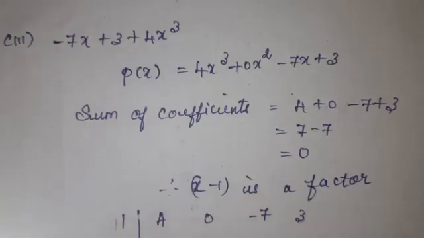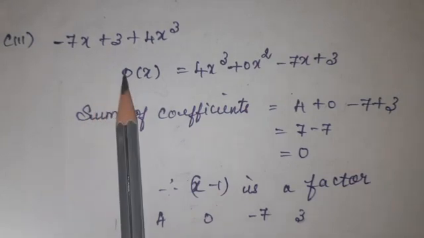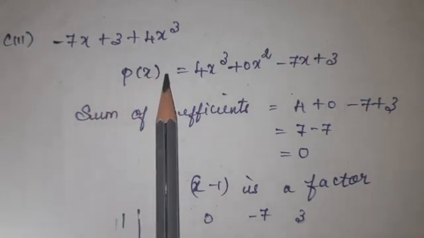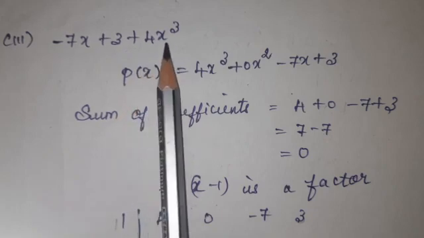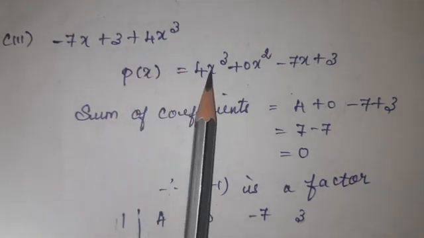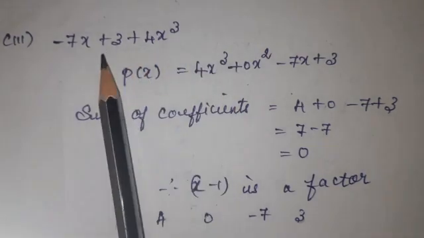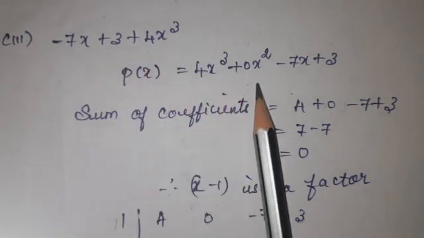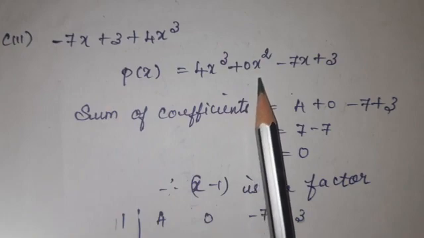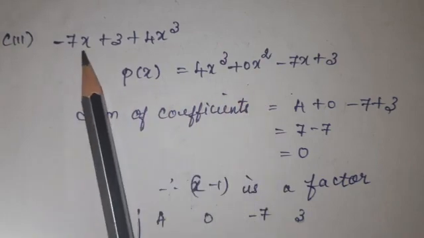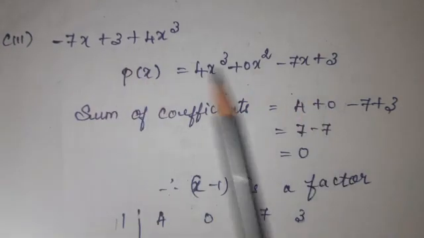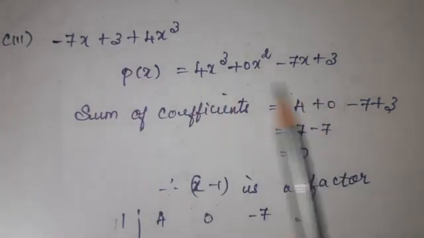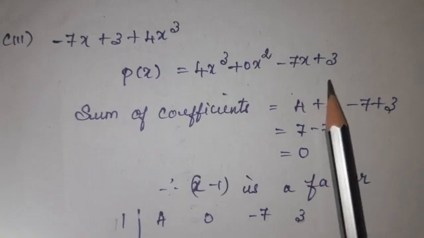Third question, minus 7x plus 3 plus 4x cube. So you should arrange in standard form. So p of x is equal to, the highest degree term is cube. So first you should write that one as 4x cube. Next you should have square term. There is no square term in that question. For that you should write plus 0x square. Next you should have x term, so write that as minus 7x plus constant term given as plus 3. I arranged that one. That means it is standard form.